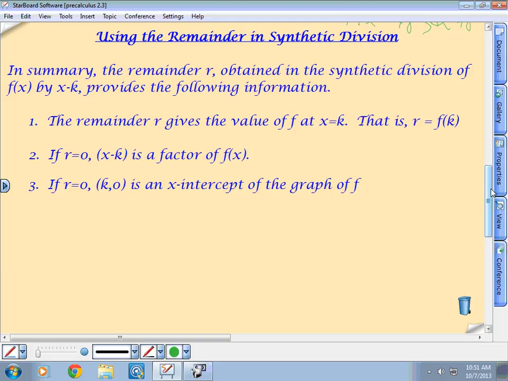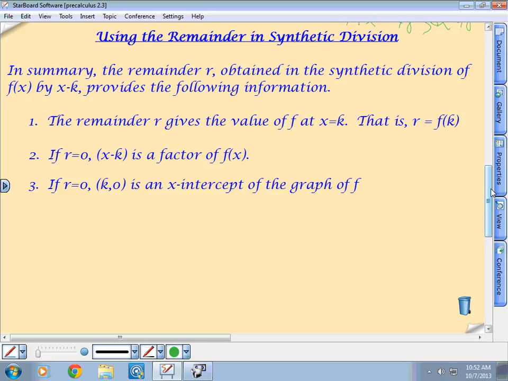So what does that have to do with synthetic division? In summary, the remainder r obtained in the synthetic division of f of x by x minus k provides the following information. So the remainder gives you the value of f at x equals k. Okay? So whatever that remainder is going to give you is the value of f at k.